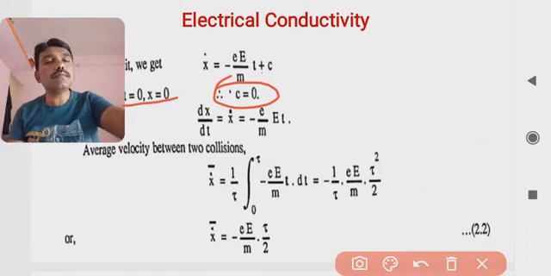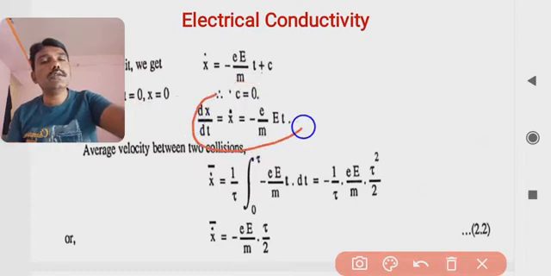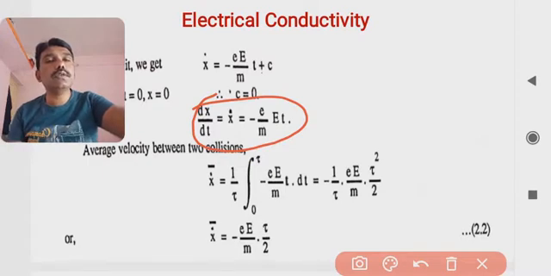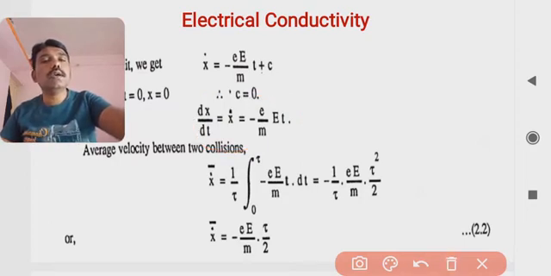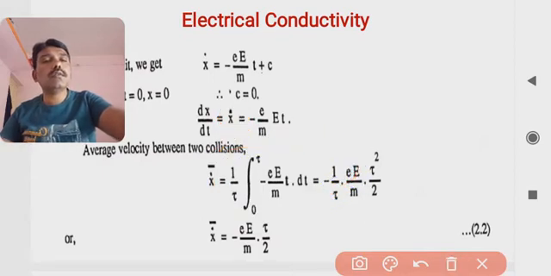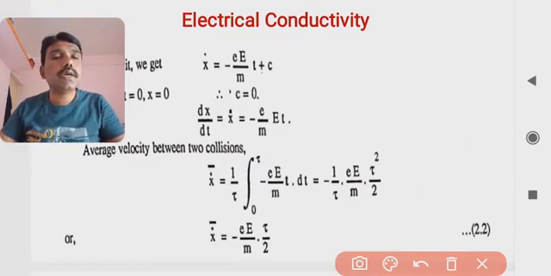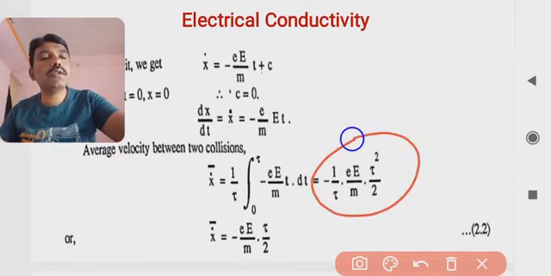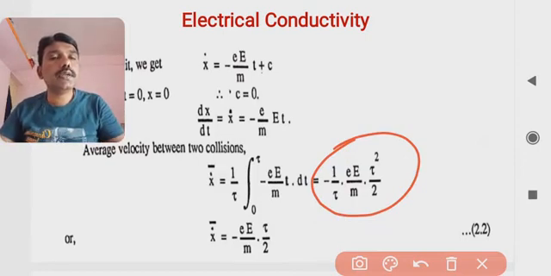Now dx by dt is nothing but x dot, and it is given as minus e into capital E t upon m. The average velocity between the two collisions is given by x dot bar is equal to 1 by tau integration from 0 to tau of minus e into capital E upon m into t dt, which equals minus 1 by tau into small e into capital E upon m into tau square by 2.